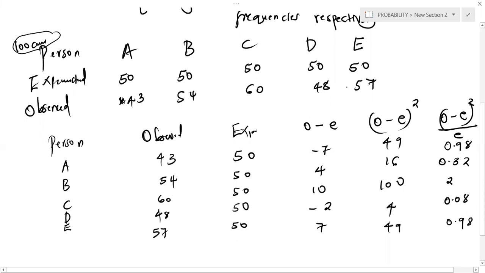Now, in the formula, we need the summation of all this. So we're going to add all this up so that we get the summation. If you put this into the calculator, you will get 4.36. And the formula for getting the chi-square value was the summation of this. So basically, this is the chi-squared value, and this is the answer, guys.